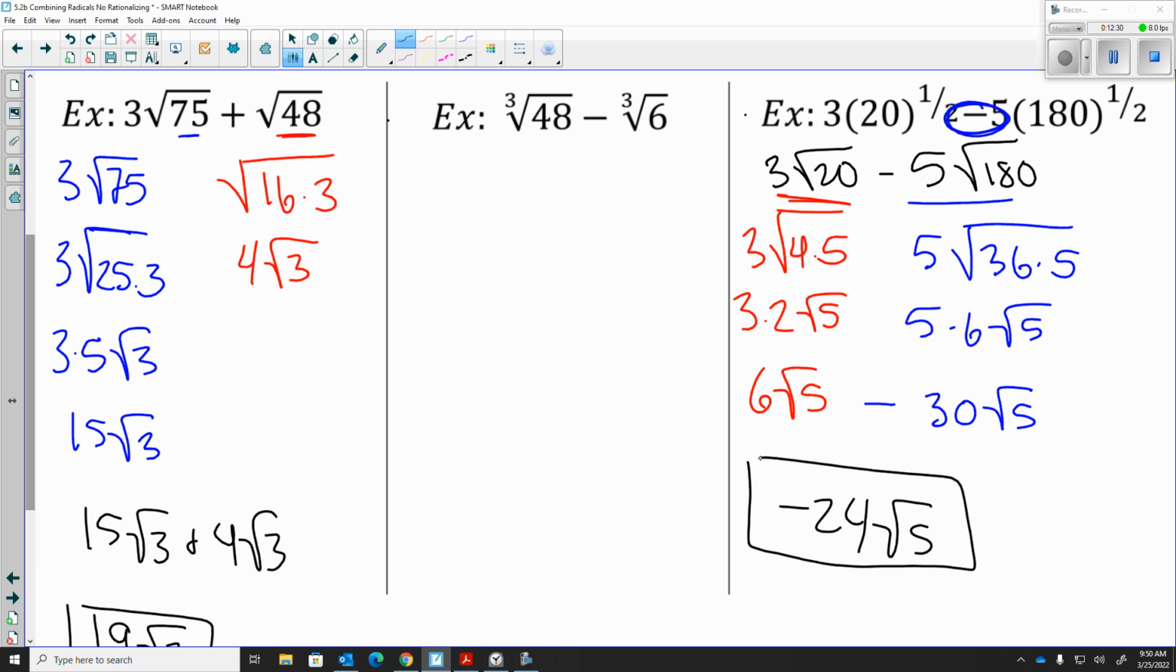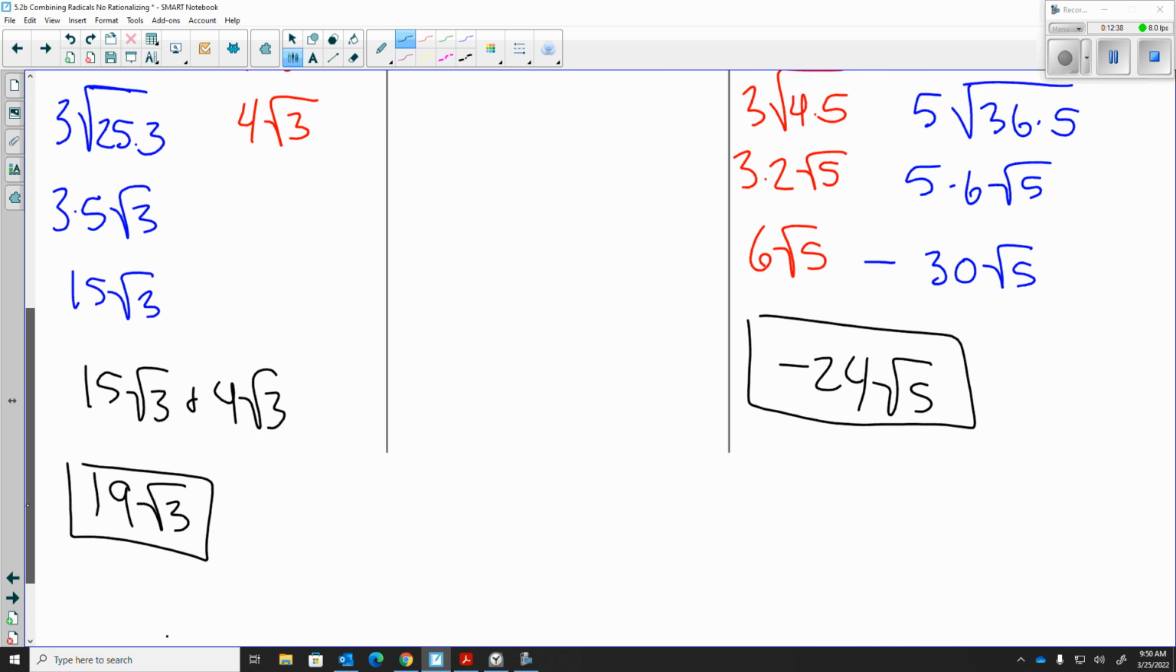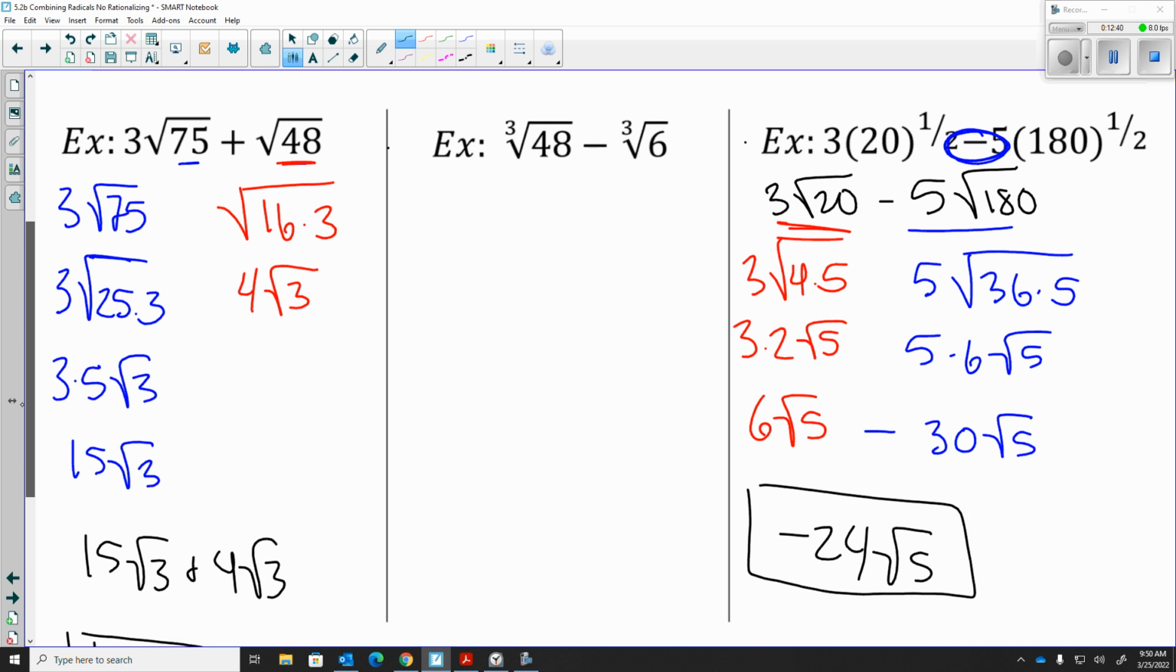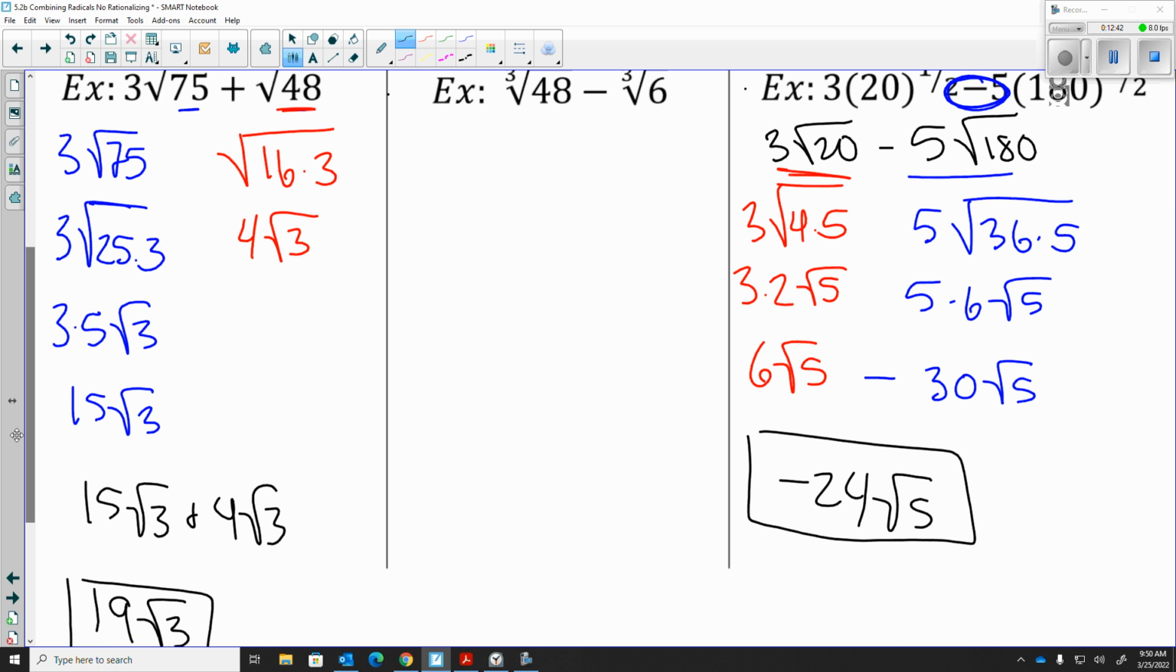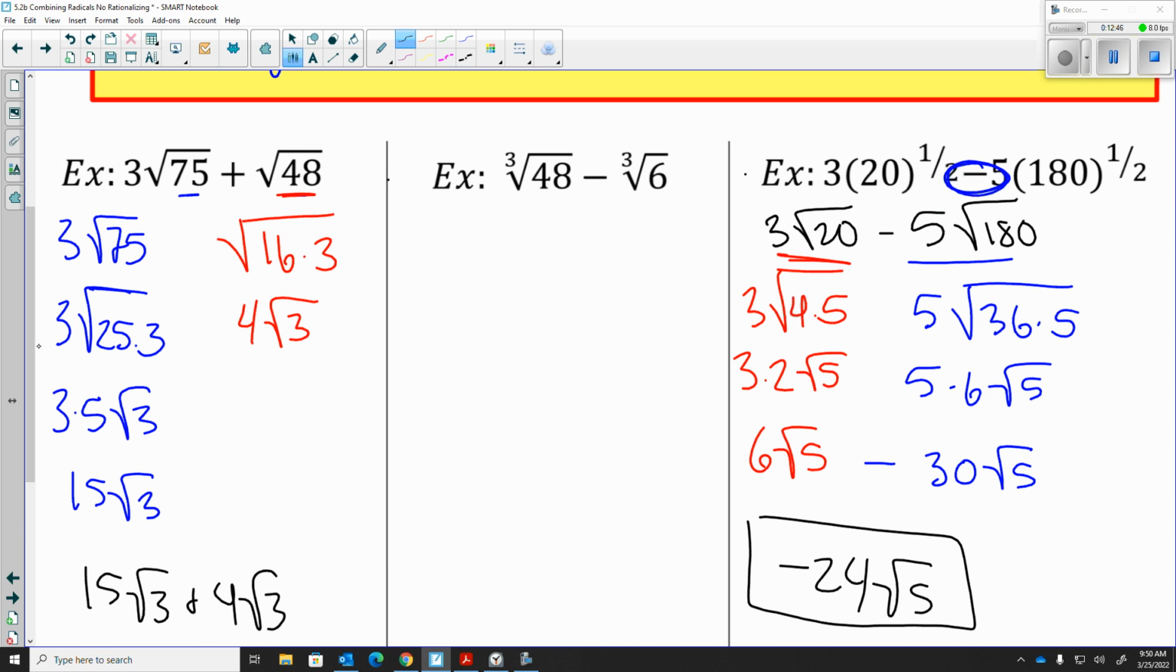Cool? Feeling all right? Do you have any lingering questions about what's up here right now? So a 1/2 power is the same thing as a square root. So I just turned them into a square root, okay? Are we okay? Okay.